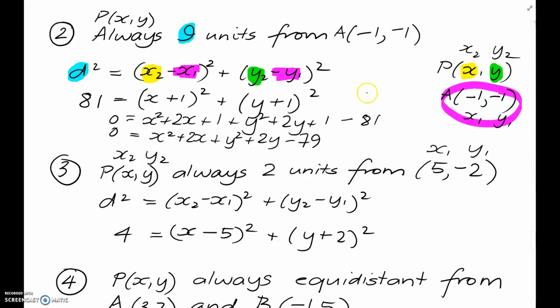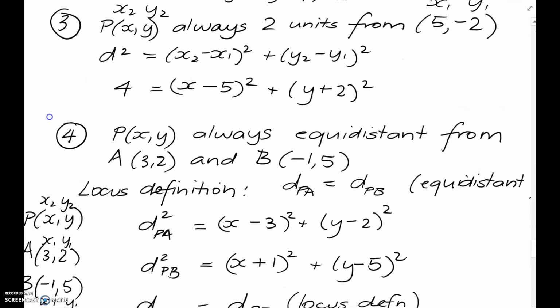Now in the back of the book, they don't stop there, they keep going, they get it in its general form. So that's what you can do. You can expand out the brackets, take it all over to one side, and then come up with this answer there. Number 3. Once again, it's a distance.